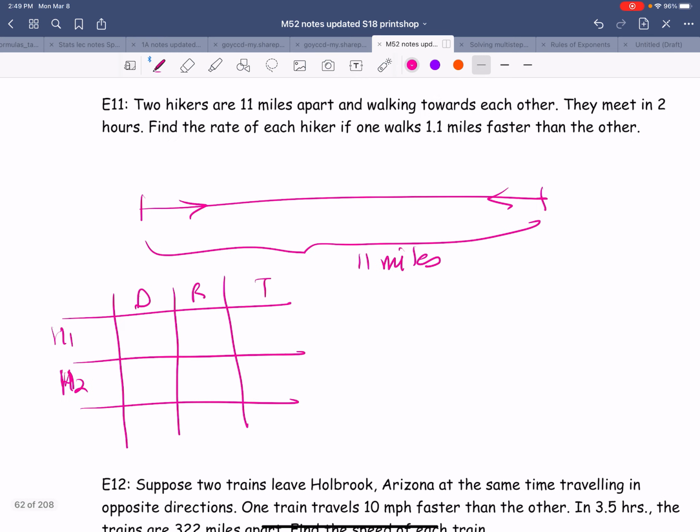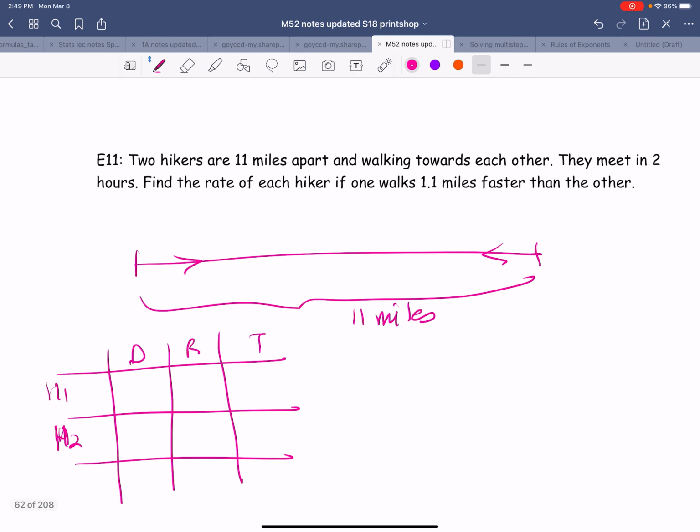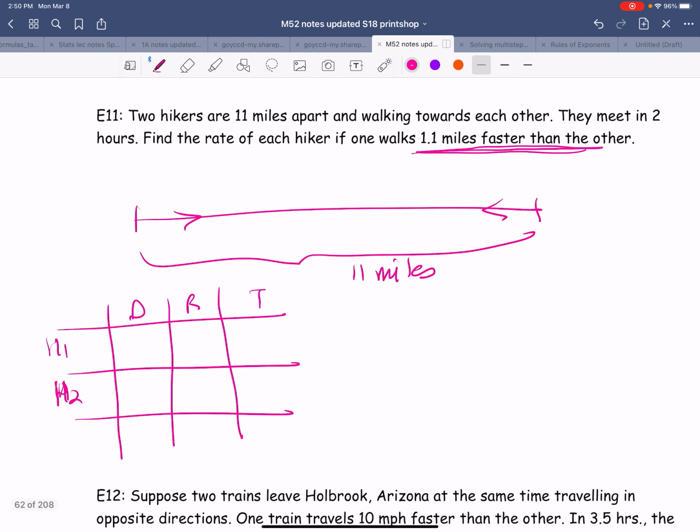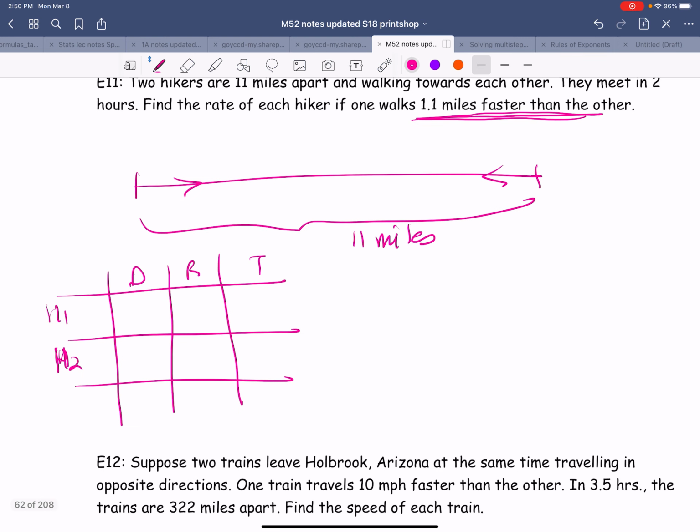Next example, 2 hikers are 11 miles apart. This is again a distance, rate, time problem. They meet in 2 hours. Find the rate of each hiker if one walks 1.1 miles faster than the other. Okay, so distance, rate, time, we have hiker 1, hiker 2, and together. Now here, they're going towards each other. Keep in mind, the 2 hikers are walking towards each other. The total distance between them is 11 miles, okay?